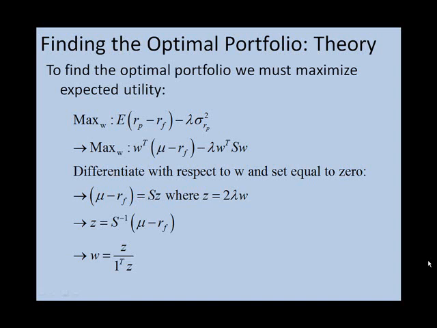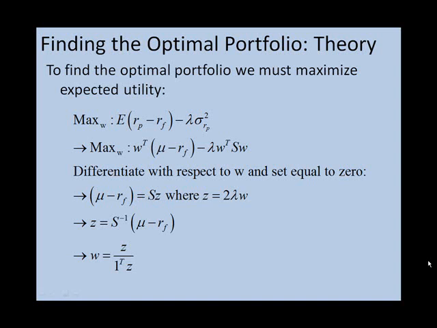and we saw that we'd have to maximize the following function: W transpose times mu minus RF, minus lambda times W transpose S times W. To solve this problem, we differentiated the function with respect to W and set that equal to 0, which left us with mu minus RF being equal to S times Z, where Z was equal to 2 lambda W. To get Z on its own, we pre-multiplied both sides by S inverse, which left us with Z equals S inverse times mu minus RF. From there, we could solve for the weights.